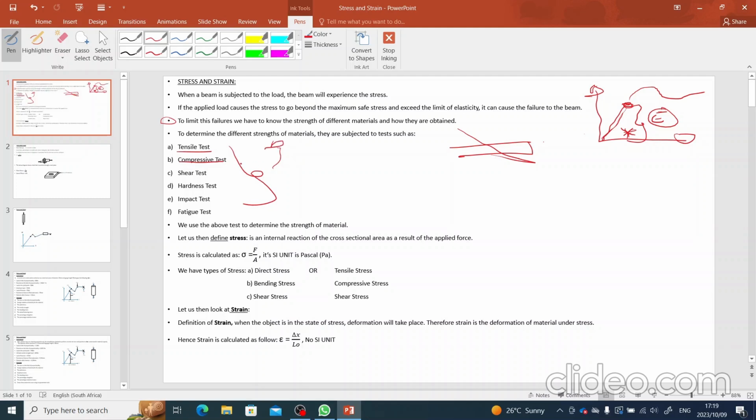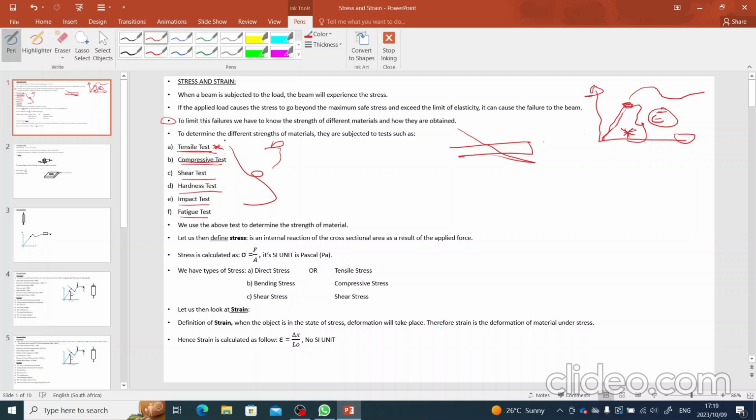And this is a possible exam question. You need to know these 6 tests that we do to test the strength of material. You need to know these 6 tests: the tensile test, compressive test, shear test, hardness test, the impact test, and the fatigue test. Now, in your books, you need to study how each is done.